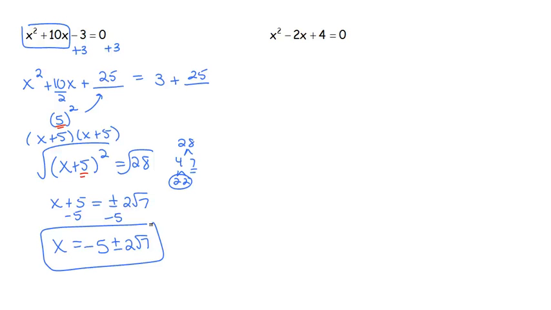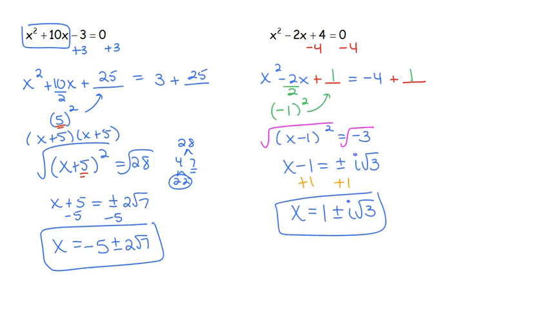and try the last one on your own. Alright, let's check your work. We want to create that perfect square trinomial first, so we move the 4 over. Half the middle term, square it, get a 1. A negative 1 times negative 1 is a positive 1. We add 1 to each side.